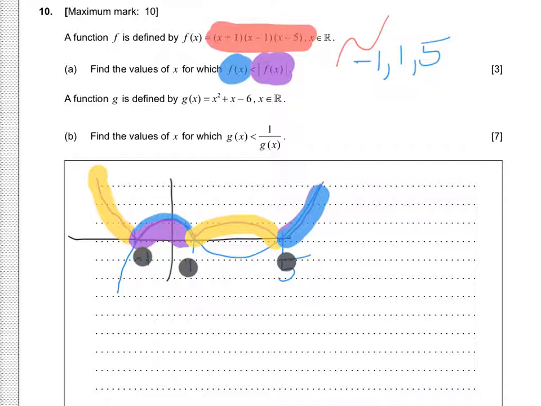So when are they the same? Well, for this section here, that's where x is smaller than -1, and for this yellow section here is where x is between 1 and 5. So that's the solution to part A.